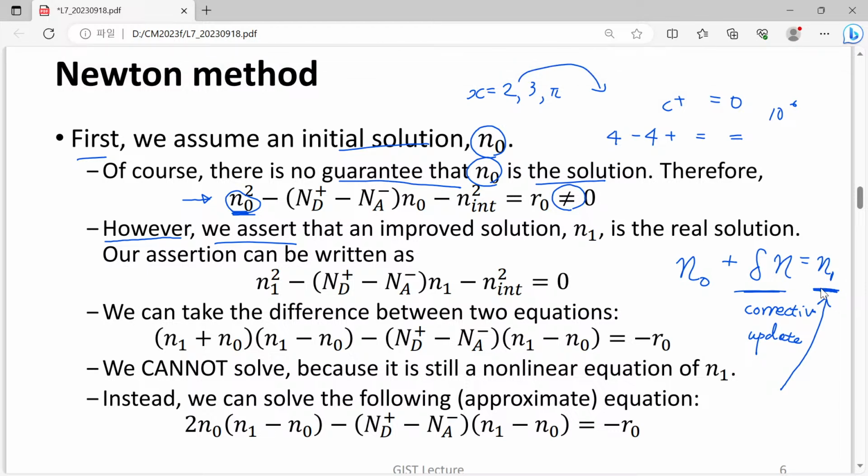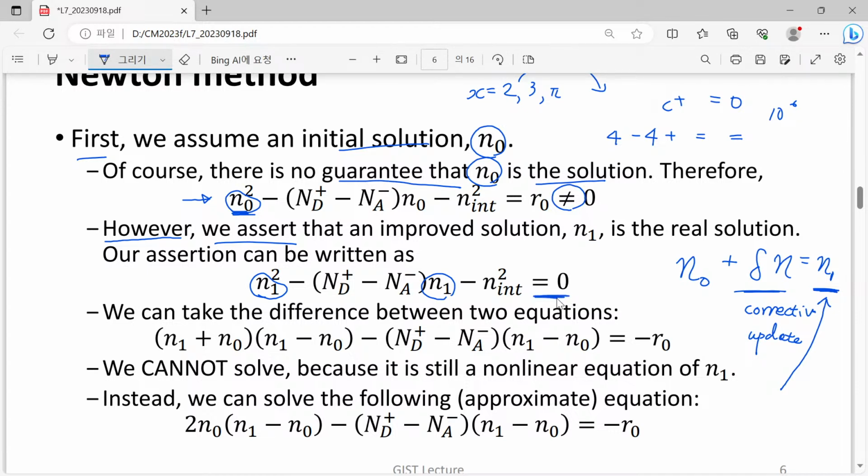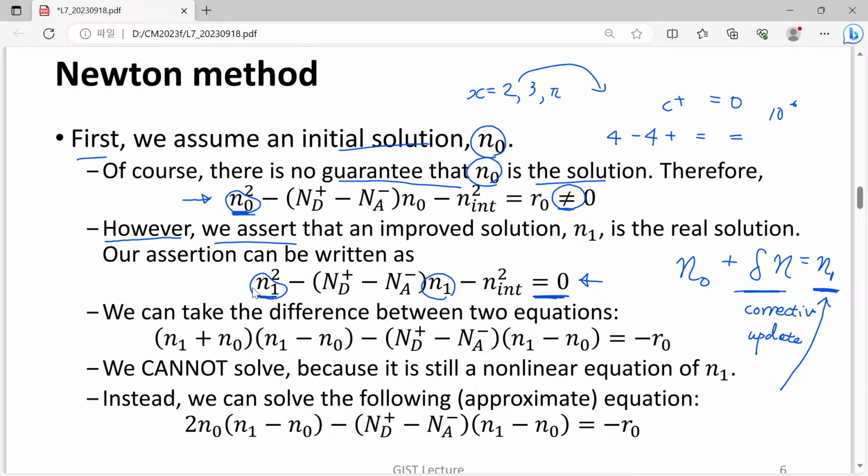Of course there is no guarantee that our assertion will be satisfied. However, anyway, we can do such a thing. Then let's just insert it. Now we assert that when we have n1, this is actually 0. Previously it was not 0 because n0 was used. However, now when we use n1, we have exactly 0. Then we have two equations and we can take the difference between them. So taking the difference, we will have this form.